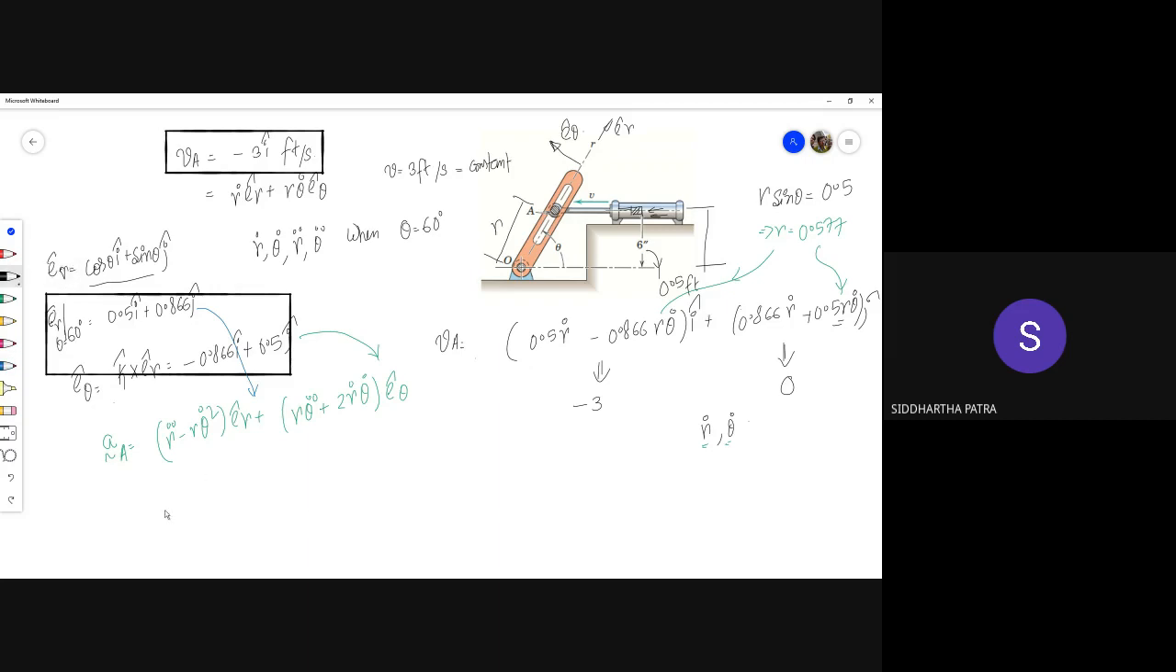Now can you tell me? Sir, yes, I can say that at point A there is no acceleration, and eventually I can say that the er and e theta components should be 0. You are correct. And from there we can.